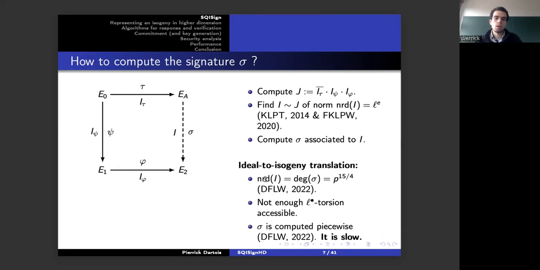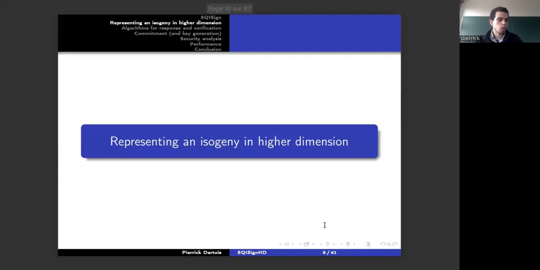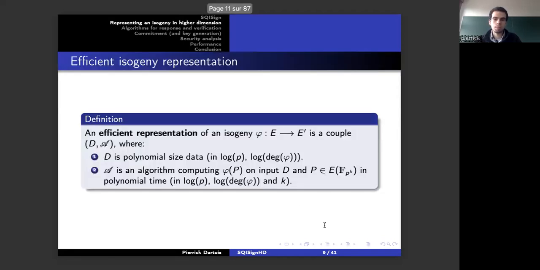polynomial, because since we need smooth norm, by the KLPT algorithm we only obtain very high degree isogenies, so we don't have enough torsion to compute it just once, and we need to compute it piecewise, and this is a very slow process. So that's what we want to improve in SQISignHD, and by going into higher dimension, we manage to circumvent those difficulties.